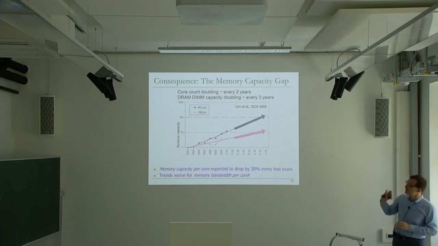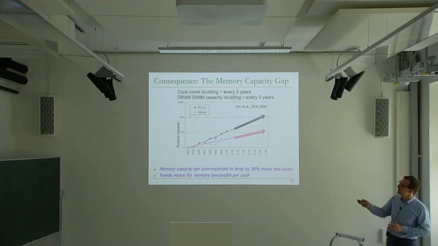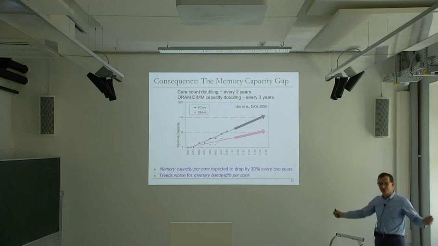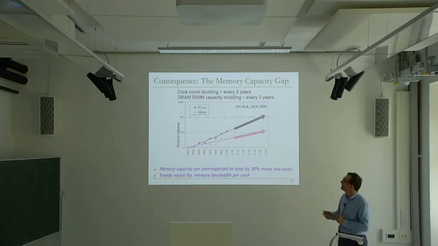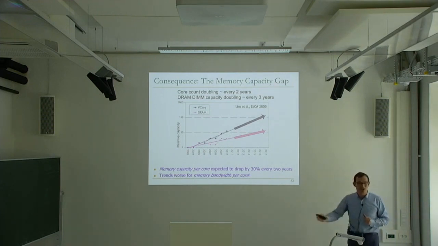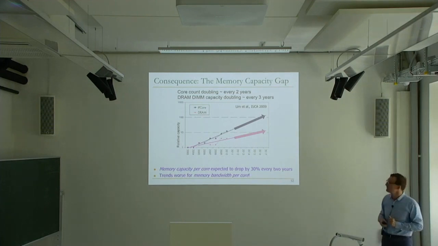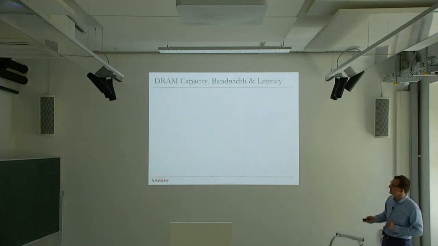Essentially, this also points to the fact that we know how to design these cores. We know how to stamp them out. We know how to put many of them. But we don't know how to supply them with data in terms of both capacity and bandwidth. And there are many examples. Let me give you another example.